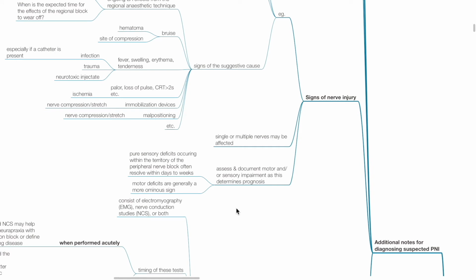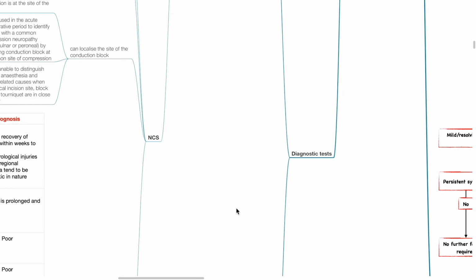Assess and document motor and sensory impairments, as this determines prognosis. Pure sensory deficits occurring within the territory of the peripheral nerve block often resolve within days to weeks. Motor deficits are generally a more ominous sign. Diagnostic tests.